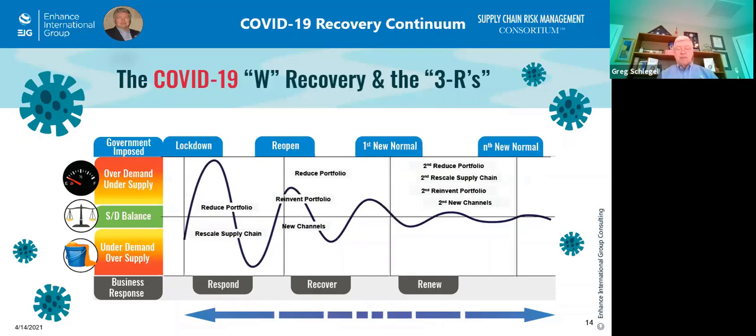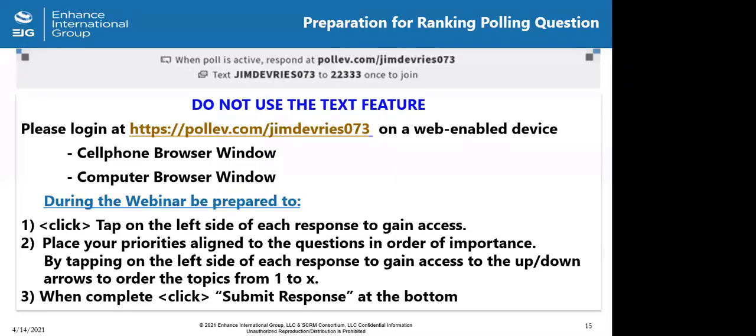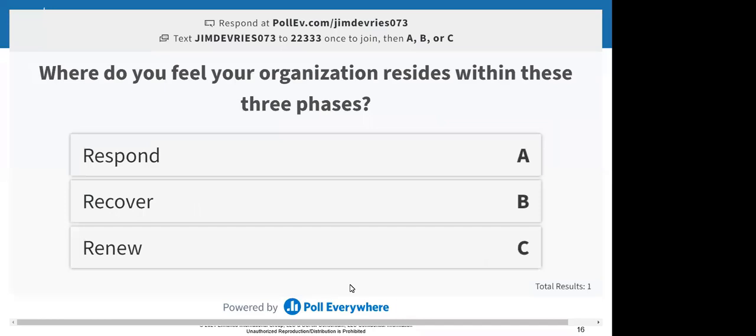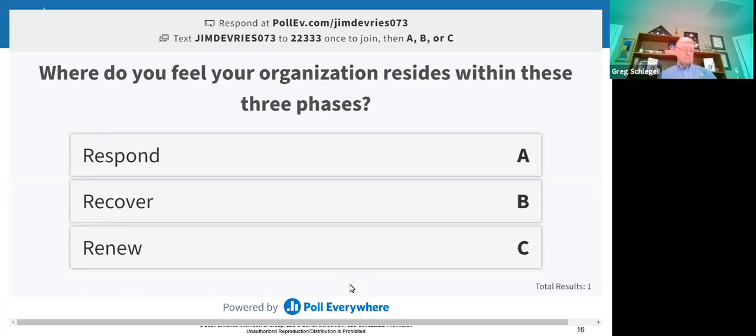Back to you, Jim. Thanks, Greg. And again, if you have questions or comments, please enter them in the chat. And we're going to move on to the next polling question on where you feel your organization resides in these three phases. I see one person already responded. And of course, the three phases are respond, recover, and renew.